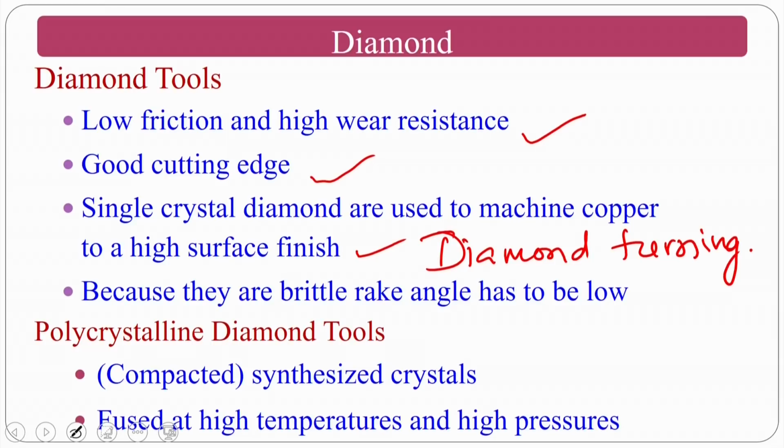They are brittle, so the rake angle should be low. Polycrystalline diamond compacts are synthesized crystals fused at high temperature. Okay. So, this is about diamond. One thing, please note that diamond is the hardest material, HSS is the toughest tool material. So, do not confuse: the toughest tool material is not the diamond. It is a brittle material and it will fail by brittle fracture.